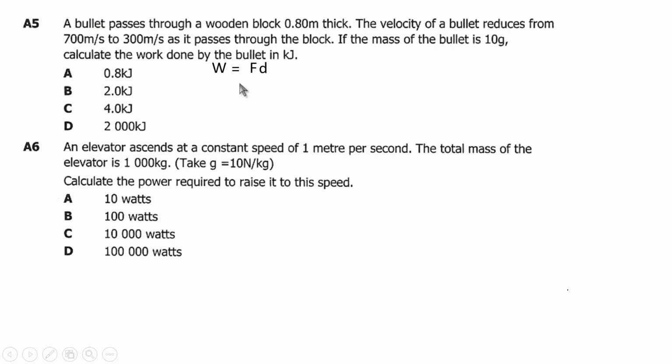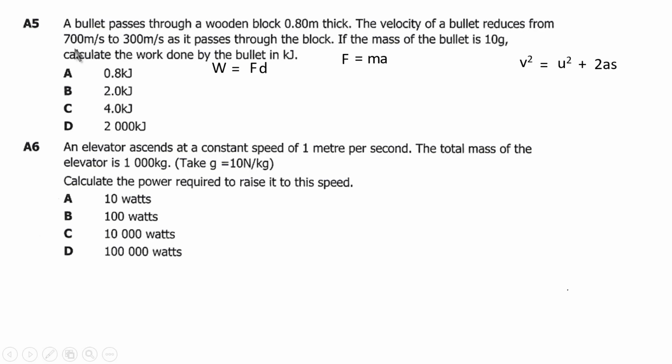When we look at this question, we can't see force, but we know force can be found by force equals mass times acceleration. Still, we can't see acceleration provided, but we know acceleration can be found using this formula: final velocity squared is equal to initial velocity squared plus 2 times acceleration times distance. So this equation is where we are going to start from.